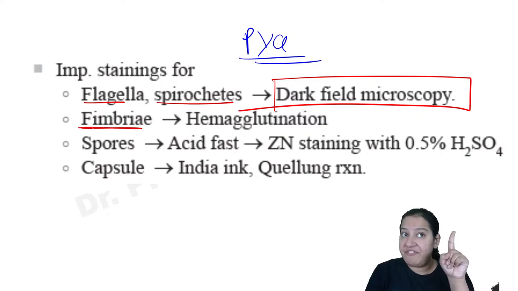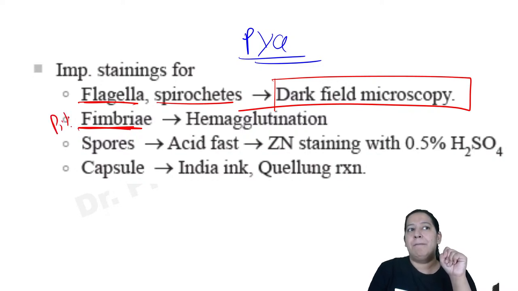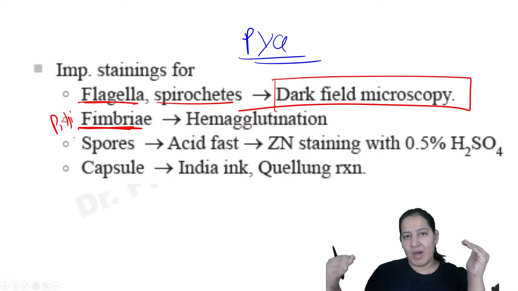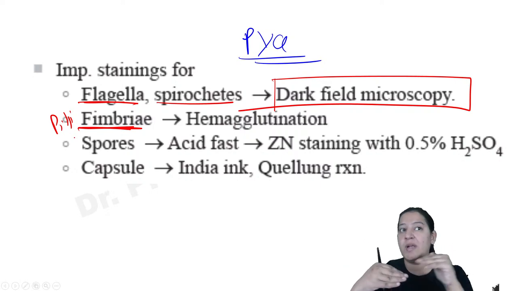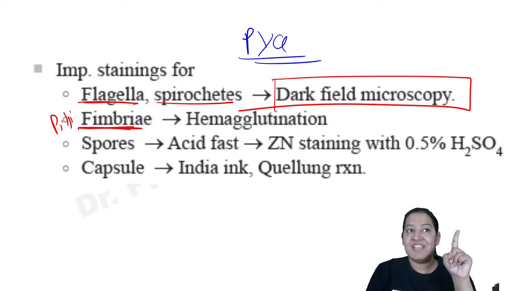Best technique to see fimbriae. You know the difference between flagella and fimbriae, right? Fimbriae are the pili, which connect the two bacteria, like a sexual intercourse between the two bacteria. Flagella is the organ of motility. Flagella is the organ for motility.